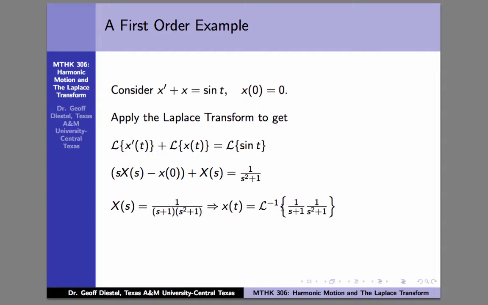So x of t is just the inverse Laplace transform of that product, and that's our convolution formula that we use. So the inverse Laplace transform of 1 over s plus 1 is e to the negative t times t. That comes from our power exponential formula for the Laplace transform. And then we know that the 1 over s squared plus 1 corresponds to the Laplace transform of sine of t. So we integrate from 0 to t.